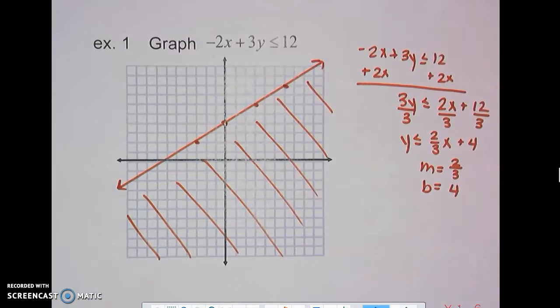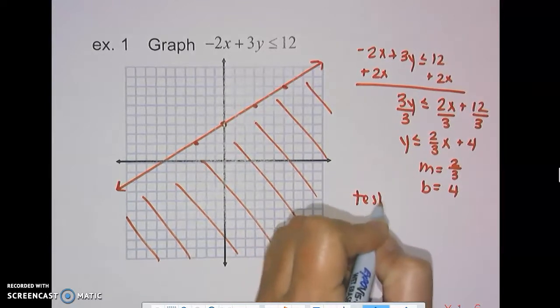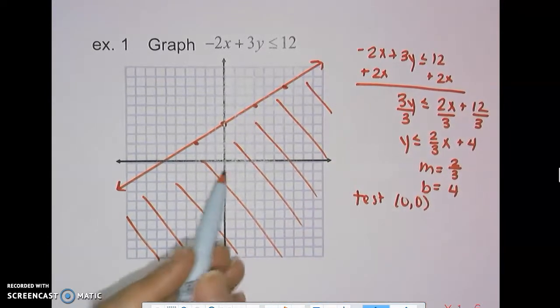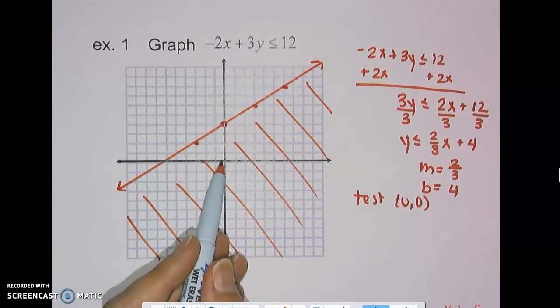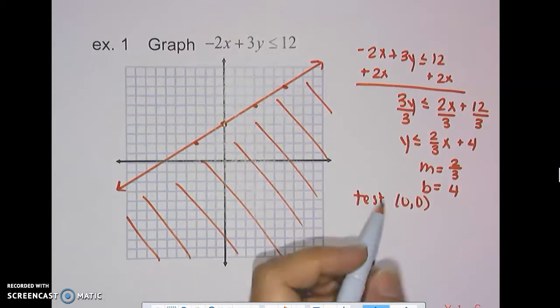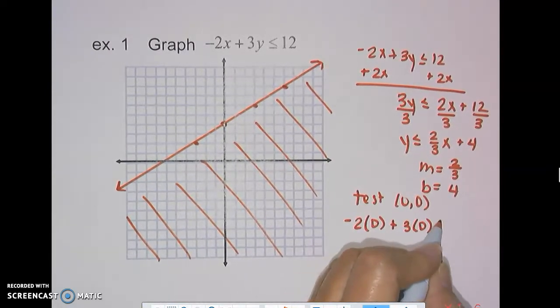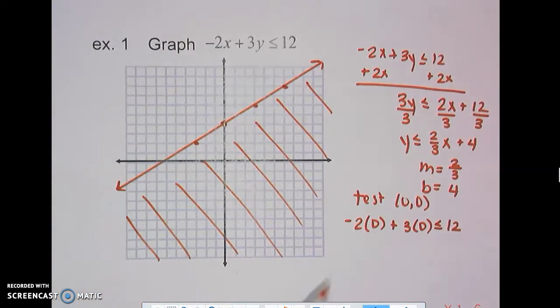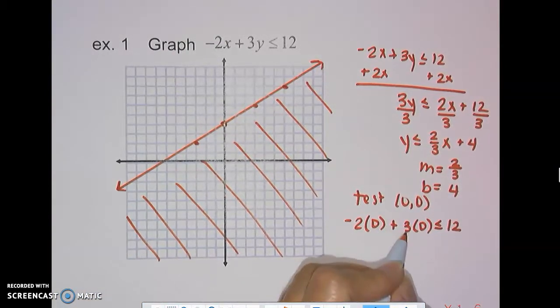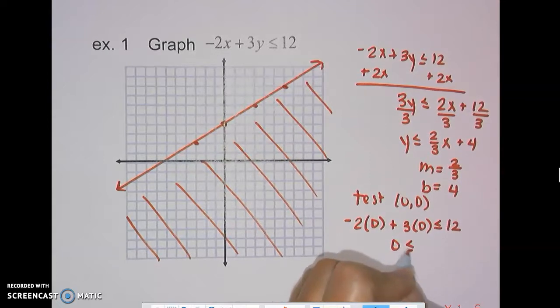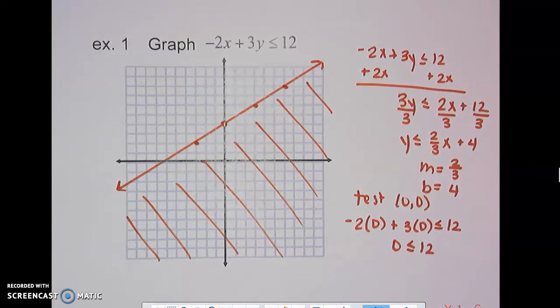Okay, yesterday we talked about testing points, and you can still do that. I'll show you how it works. So if we test 0, 0, should we get this to be a true statement? We should, since it's in the shaded area that we just did, so let's check it out. So we're plugging in 0 for both x and y in the original inequality. So negative 2 times 0 is 0, 3 times 0 is 0, 0 plus 0 is 0. Is 0 less than or equal to 12? It is, so we know that we shaded in the correct area. Okay, so you can always choose a test point if you would like as well.